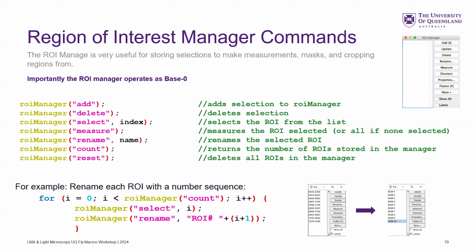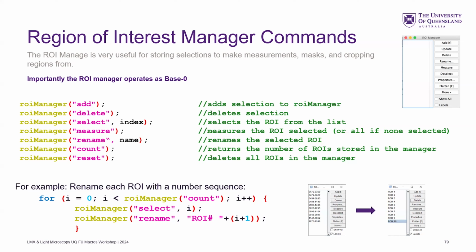You can delete things from the ROI manager. You can select them. So you would say select, and then the index would be some number. If you want to pick the first one, you pick 0. If you want to pick the second one, you pick 1, right? And you can also nest things. So you could say, count how many things are in the ROI manager, and then select the count, which would pick the last one, for example. You can rename things. You can count them. You can reset. We covered that one earlier with just deleting everything.